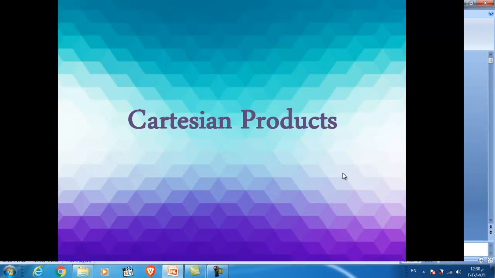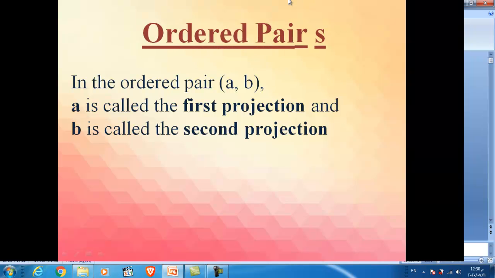Okay, good morning everybody. We are going to study a new lesson called Cartesian product. At first, what is the meaning of ordered pairs? In the ordered pair (A, B), A is called the first projection or first coordinate, and B is called the second projection or second coordinate.